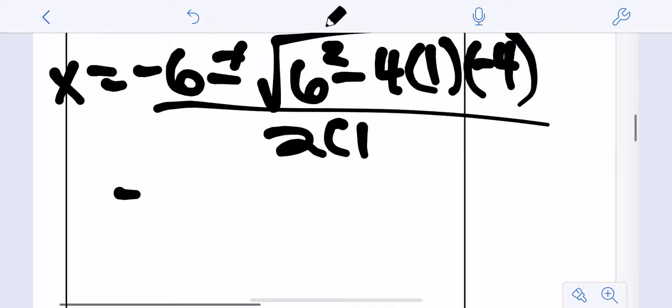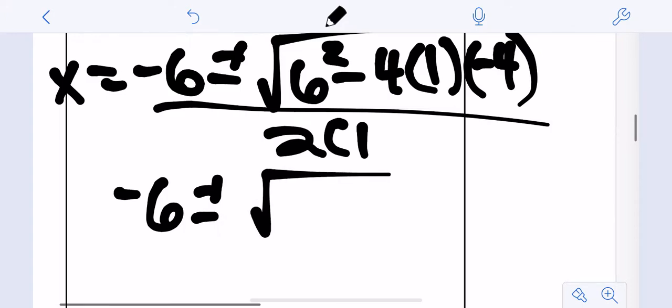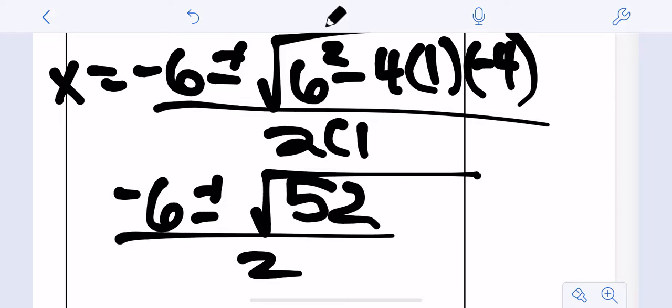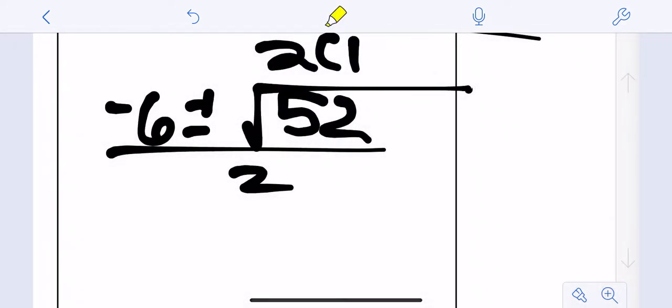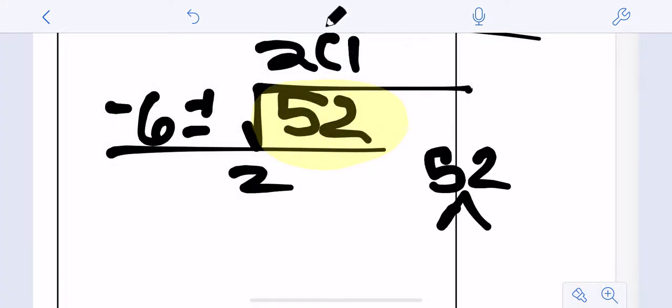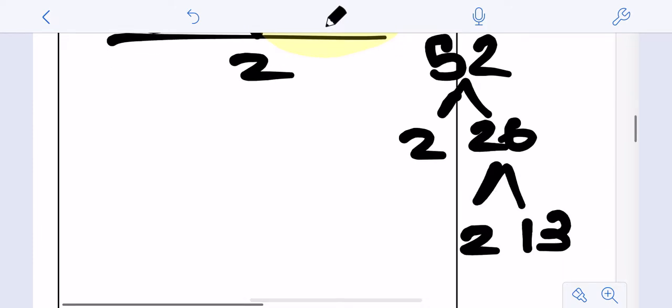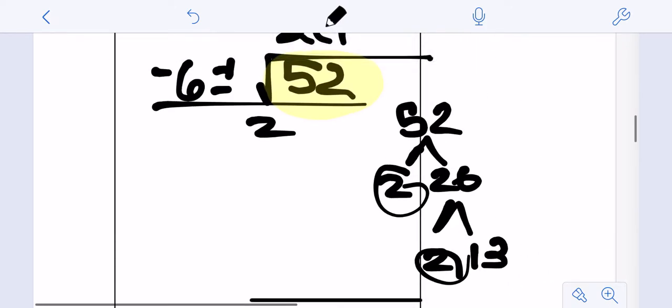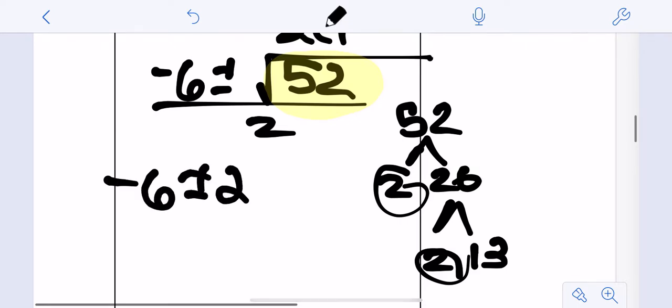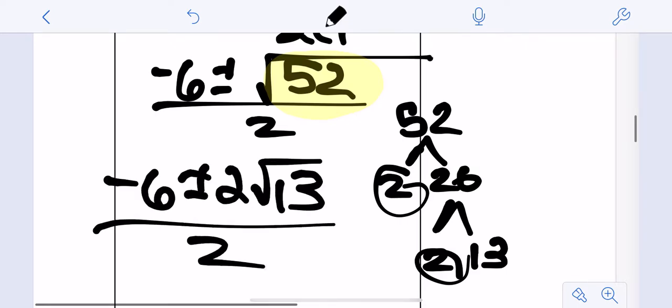So this is going to be -6 plus or minus the square root of 36 plus 16, which is 52, all over 2. Now that's correct, but we're going to simplify this radical. So 52 is 2 times 26, which is 2 times 13. So I have a pair of 2's. So it's -6 plus or minus 2 radical 13 over 2.